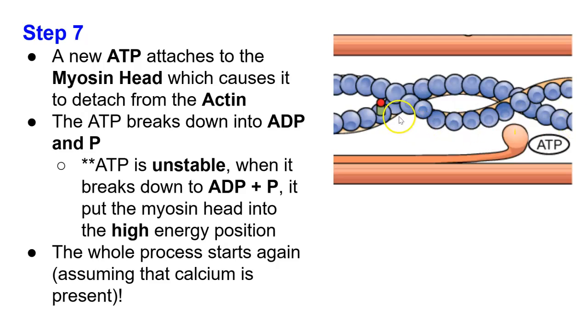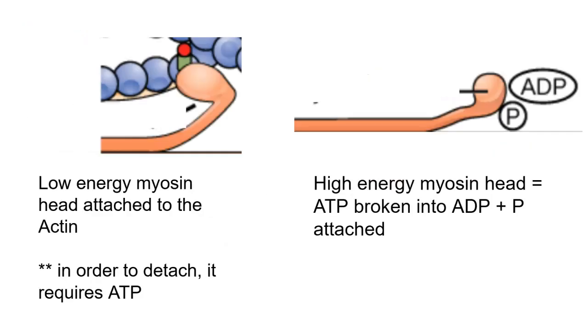Okay, so if we have ATP, then it binds to that head, which causes it to release, and then the ATP is going to break down into ADP and phosphate. Again, we're going to take it from a low energy state into a high energy state, and then we just do the whole process over and over again. But that's how your muscles contract.